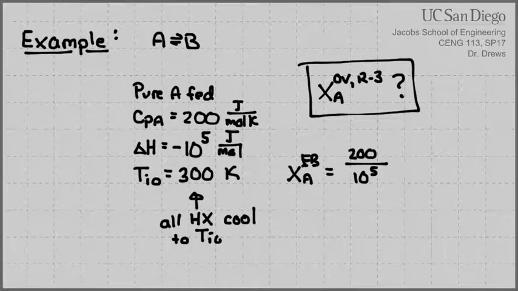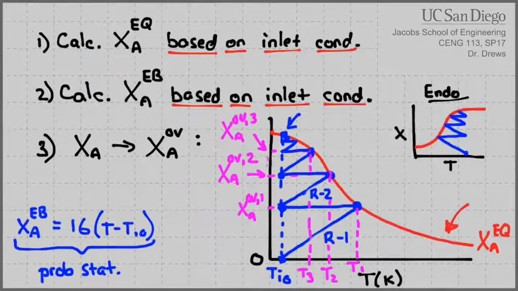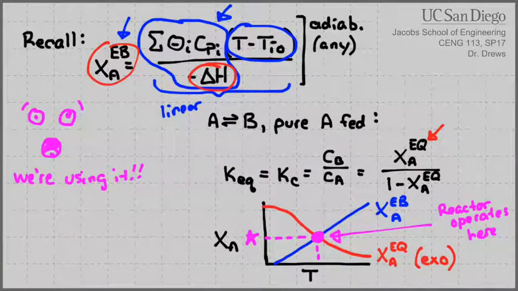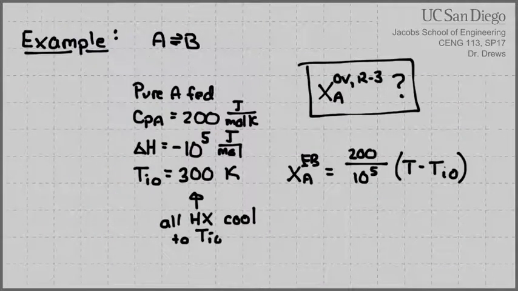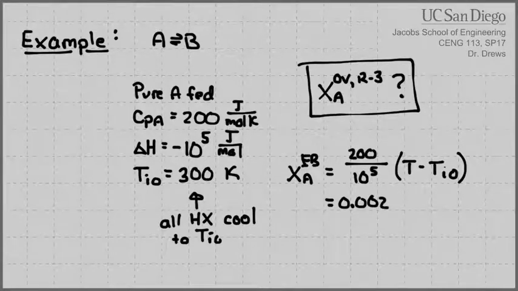Did I include that negative sign last time? Double check. There should have been a negative sign back there. Times T minus Ti naught. I'll skip back right now. Oh, yeah, I got it. See that negative sign? Don't forget that negative sign. So I have a number here, right? I know what that slope is. So this is equal to 0.002 times T minus Ti naught.